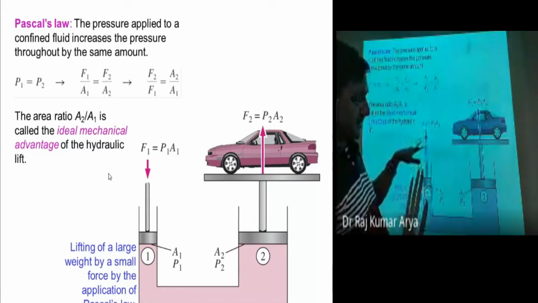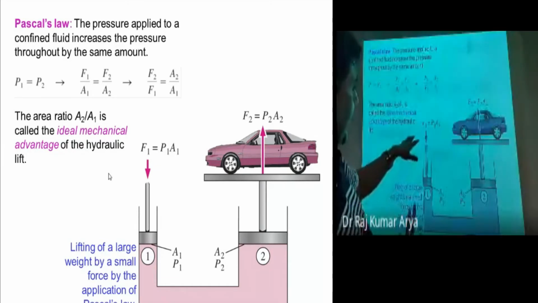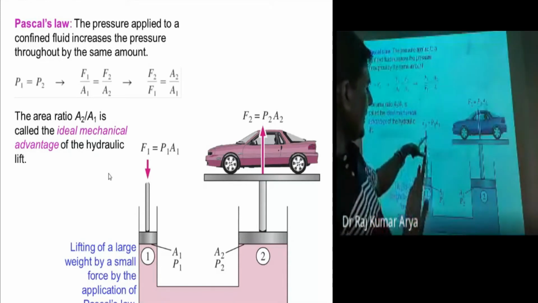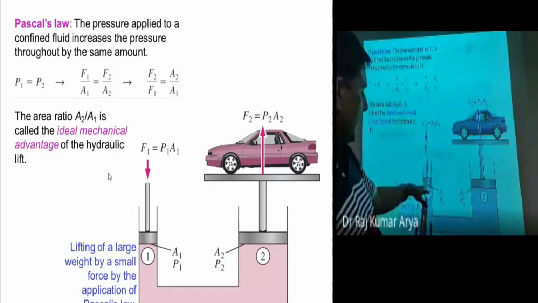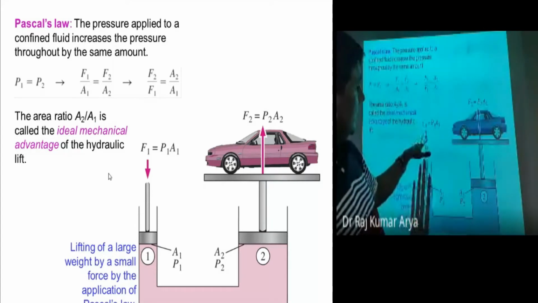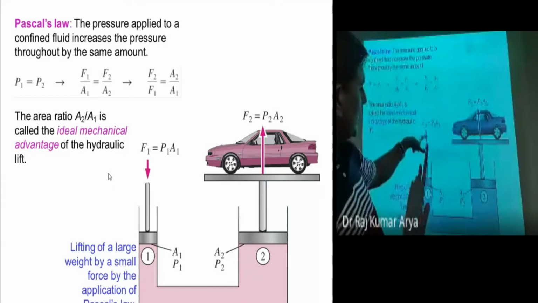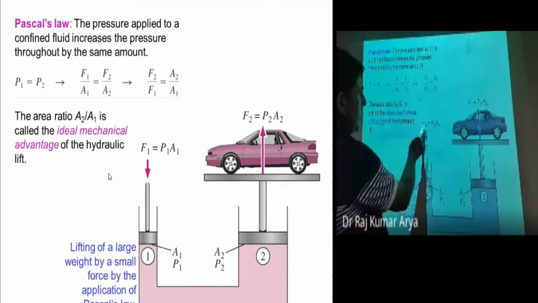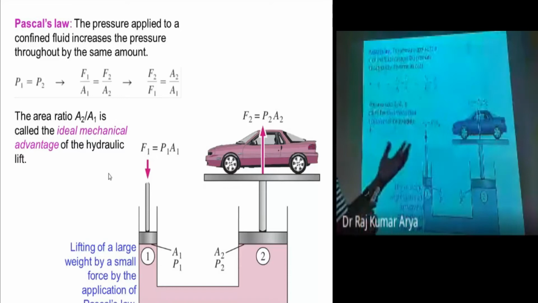So in this case, you are applying a pressure at this particular point by putting this force, F1 equal to pressure into A. So what you have here is that the area is very low. So how can this pressure be changed?